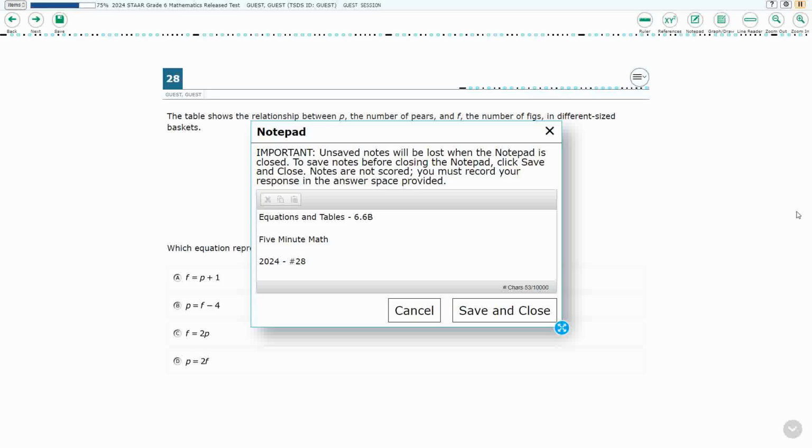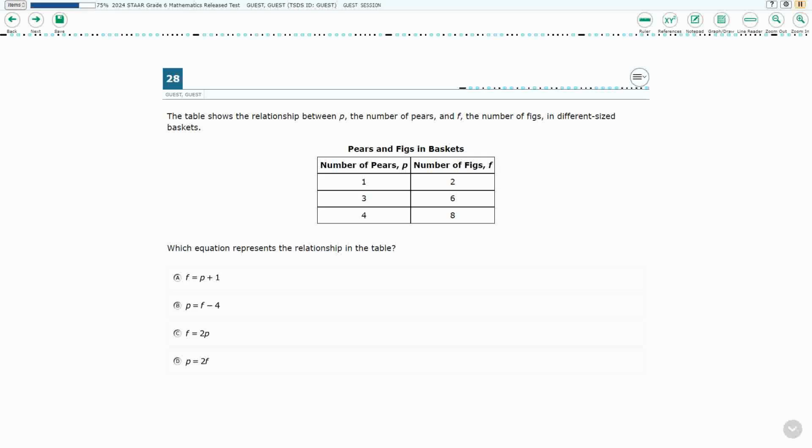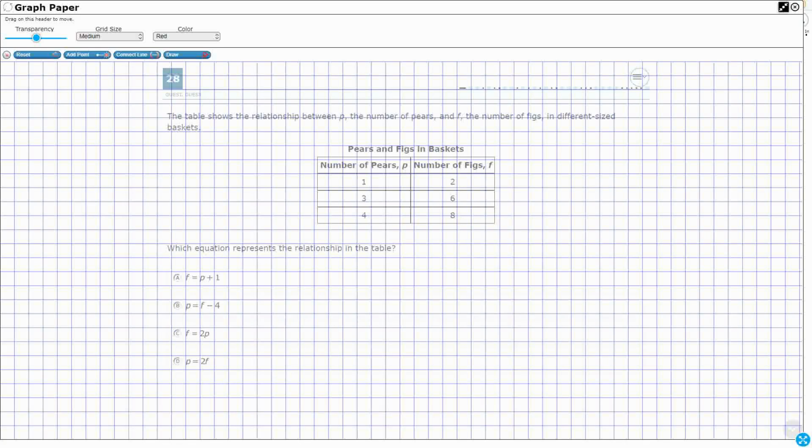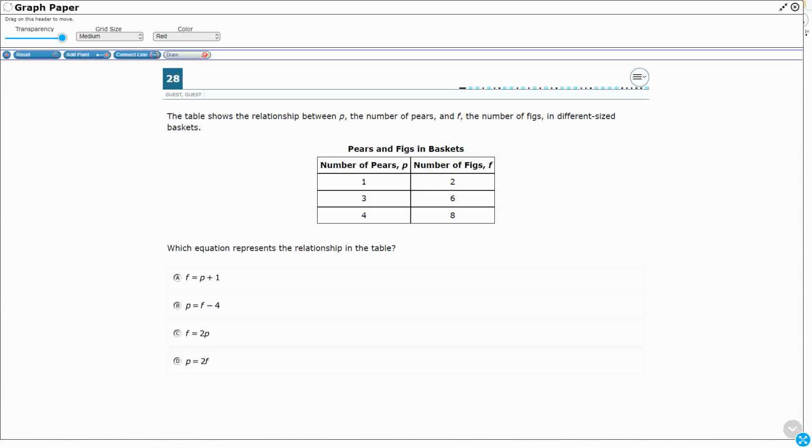Today we are looking at the 6th grade concept of equations and tables. This is standard 6.6b in the great state of Texas, and we are using item number 28 of the 2024 released STAAR test. If you haven't done so already, please go ahead and take a moment to pause the video, work this problem out on your own, unpause it, and we will look at our answers together.